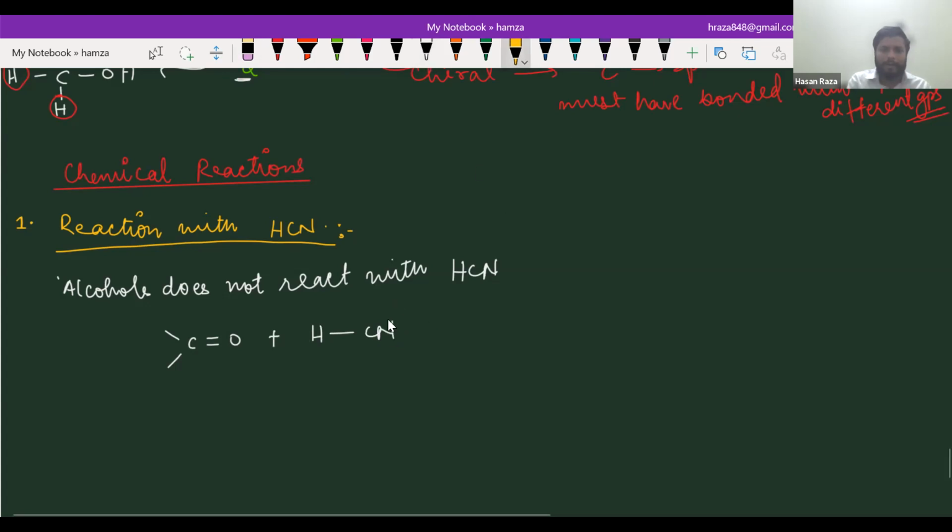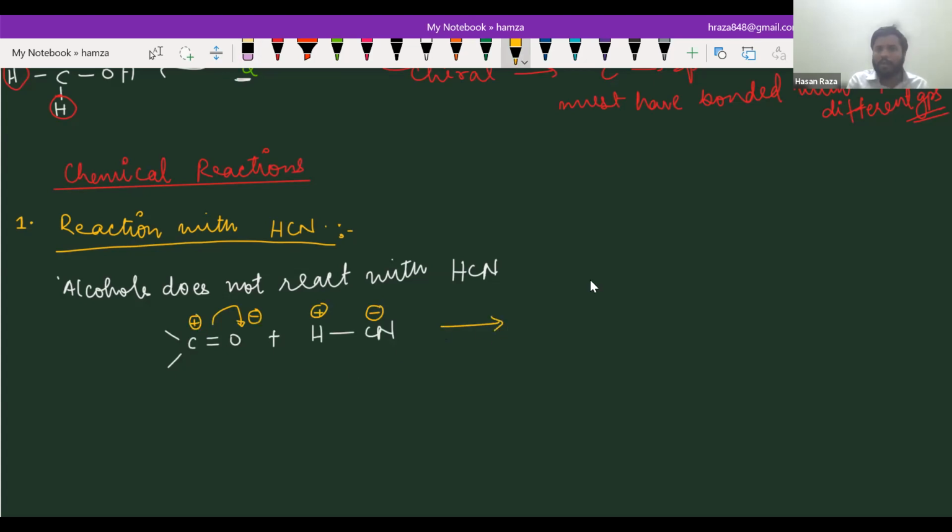Now you know that CN is more electronegative than hydrogen, so it will have negative charge, and hydrogen has positive charge. Again, oxygen is more electronegative than carbon. So what will oxygen do? It will take electron from carbon. That's why oxygen will have negative charge and carbon will have positive charge.